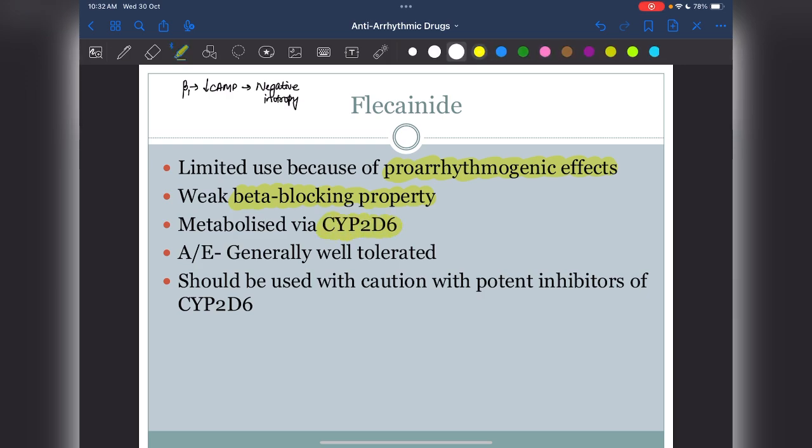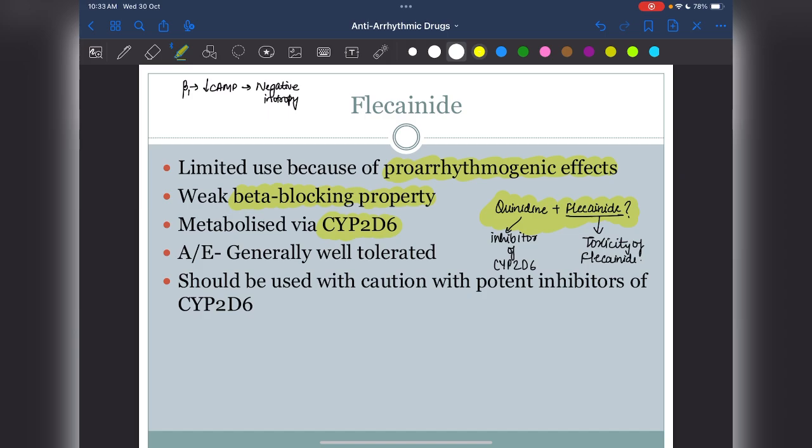You remember quinidine? If you give quinidine and flecainide together, what will happen? Let's see how much you remember. Although you should never give them together, if you do, what will happen? There will be toxicity of flecainide, because quinidine is an inhibitor of CYP2D6. So that is why it's important to know which are inhibitors and which drugs are working via CYP mechanisms, which CYP enzymes. So this is an important thing. Quinidine and flecainide. The last point is that they should only be used with caution with potent inhibitors of CYP2D6 like quinidine.